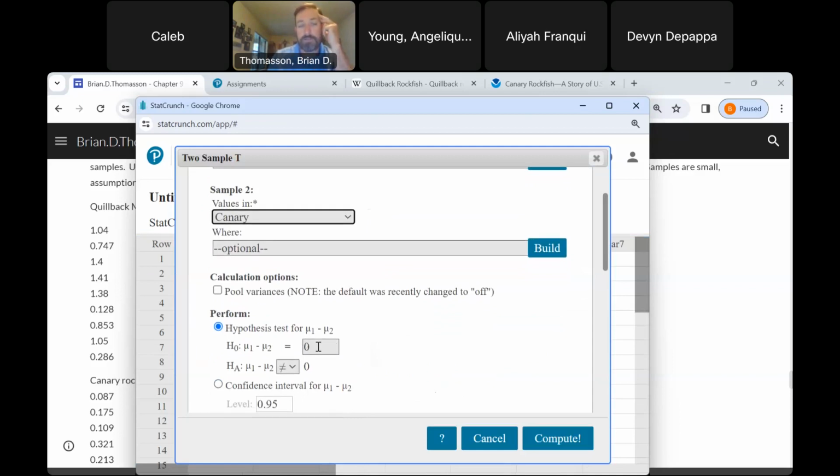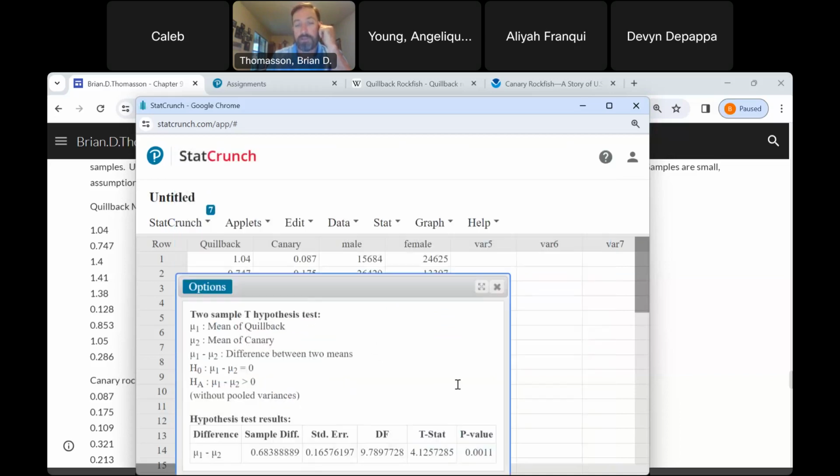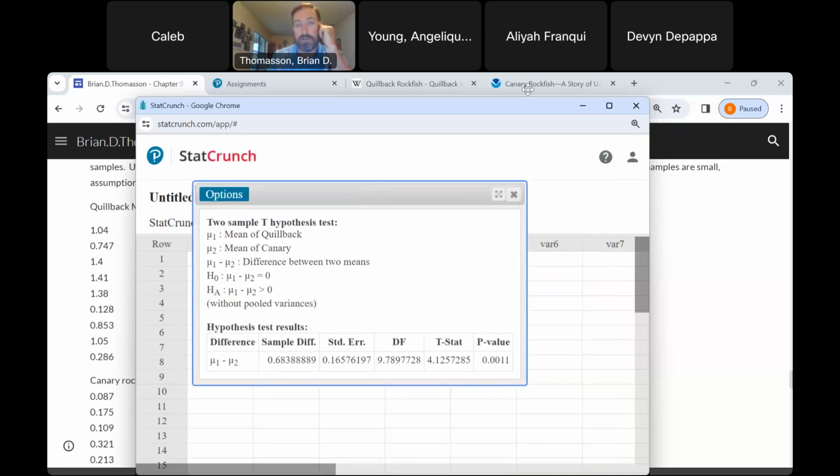Our H0 assumption is that there's no difference. They have the same methylmercury levels, whether it's a canary or quillback, same. And our alternative was that the quillback has a higher methylmercury level than the canary. So we're assuming that the slower growing fish has higher methylmercury. We hit compute. Let's see what we have.